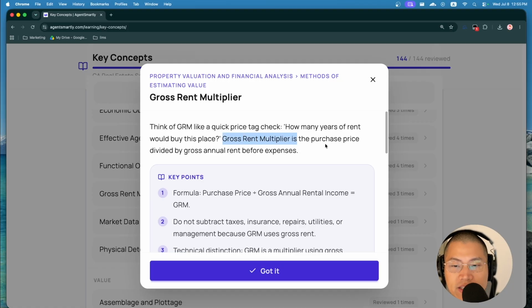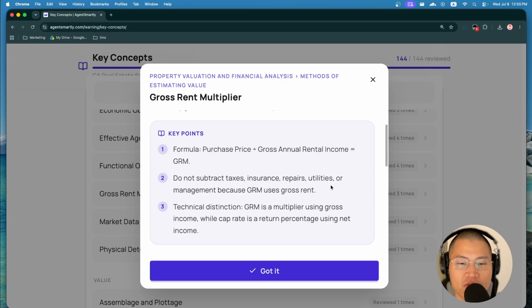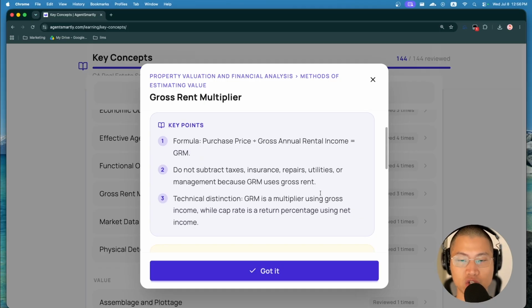The GRM is the purchase price divided by gross annual rent before the expenses. For the key formula, simply put: the purchase price divided by gross annual rent income equals GRM. Once again, do not subtract tax, insurance, repairs, utilities, etc. GRM just roughly gives you a quick calculation. It's not very accurate, so you do not subtract any maintenance before that.